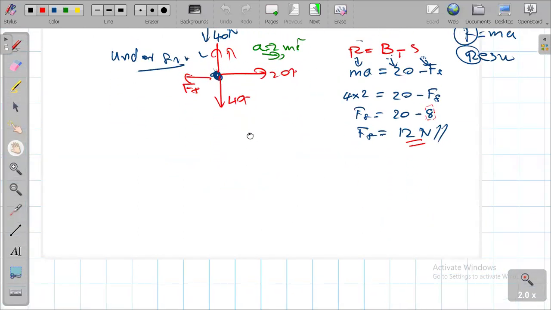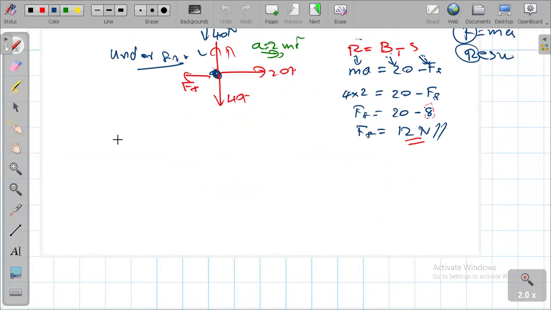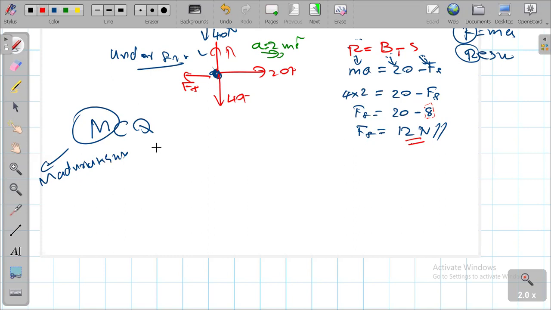For MCQ it is yes, definitely yes. MCQ technique, M for මදුරුක්ෂණ. Okay. MCQ technique.